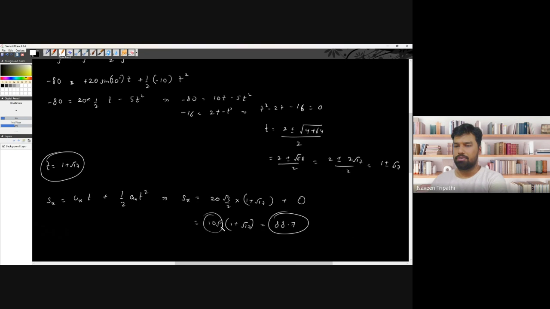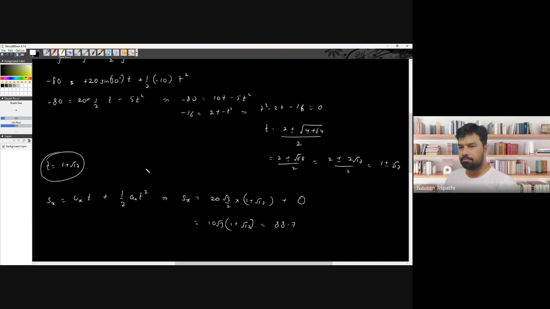Because 10 root 3 is what? Root 3 is 1.7, 10 into 1.7 is 17. And root 16 is 4, right? So root 17 is something just more than 4. You add 1, it will become just more than 5. So 5 into 17 is 85, so answer will be just more than 85.